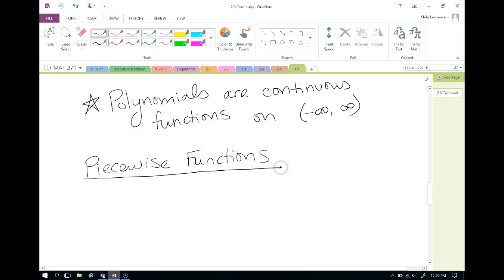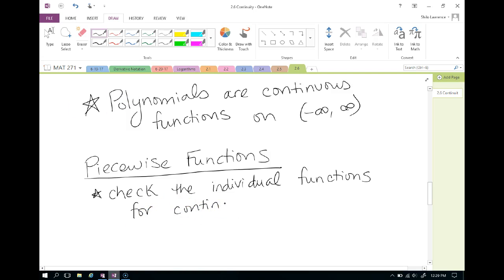And usually we only have trouble with them where we're trying to get them to connect, where we switch from one function to the next function. So we should check really quick to make sure the individual functions are continuous functions. So we're going to check the individual functions for continuity. And for the most part, we'll be working with polynomials, so they'll be fine.